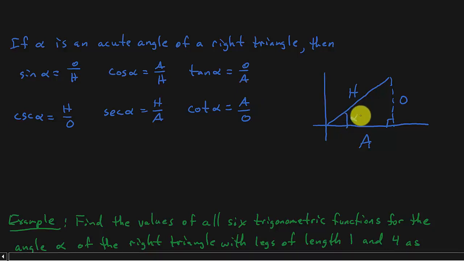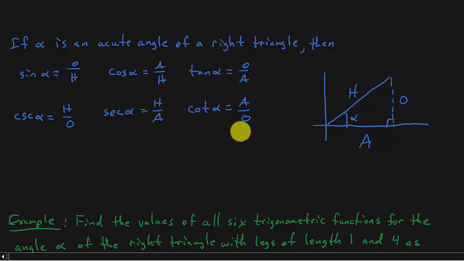So if we look at this, we have our angle alpha here. So this would be the side opposite. This is the side adjacent. And then remember, the hypotenuse, that's always opposite the right angle. That's the side that's opposite the right angle, the hypotenuse is.